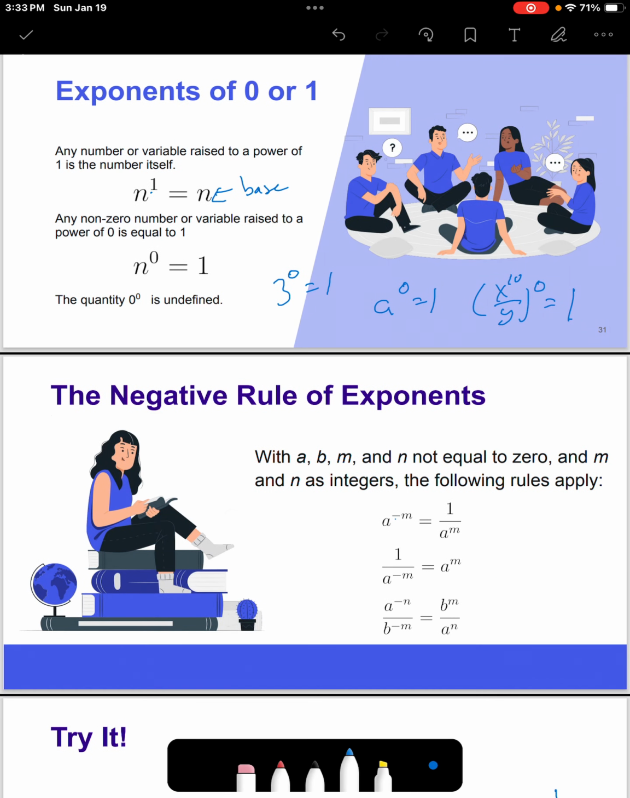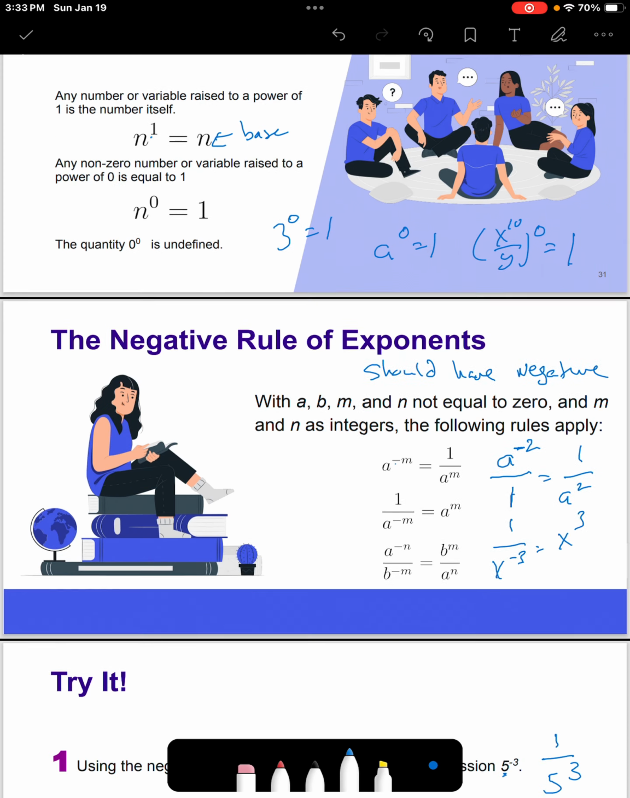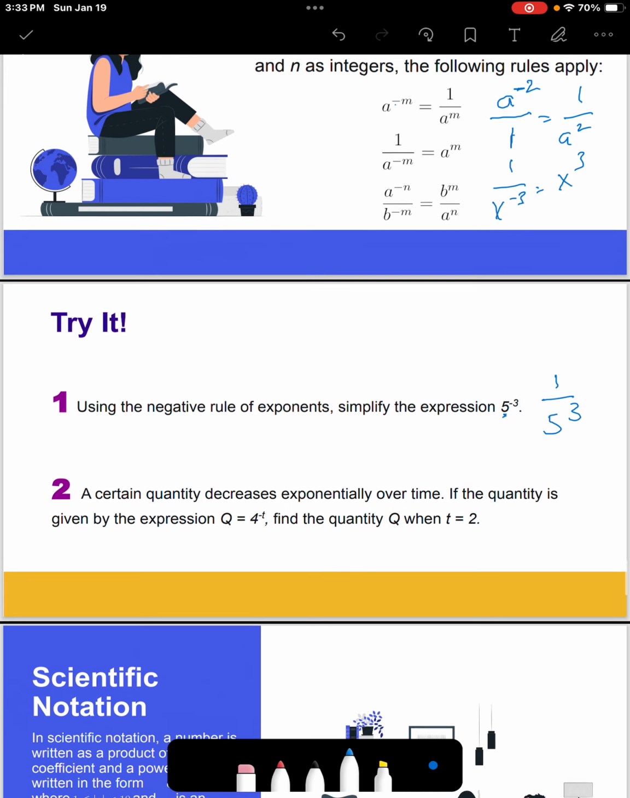Negative exponents are something you need to understand too. You should not have negative exponents. You need to make sure you remove them. It's kind of like having a non-reduced fraction. Negative exponents need to be moved. So if I have a to the negative 2, remember that's a to the negative 2 over 1, which is the same as 1 over a squared. If I have 1 over x to the negative 3, that's the same as x cubed. Here's a couple examples.